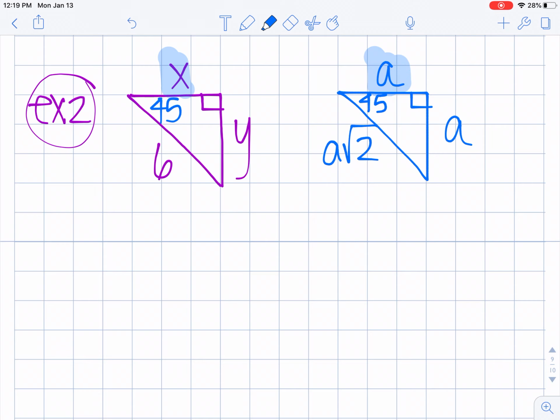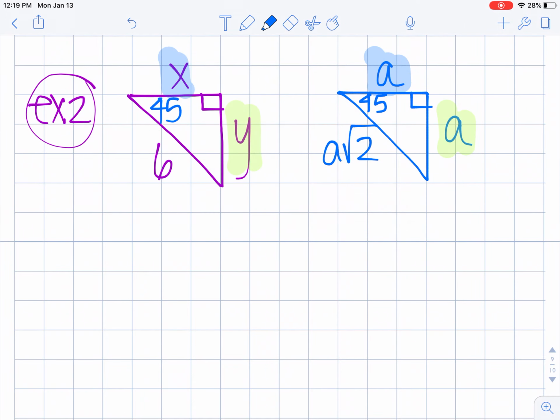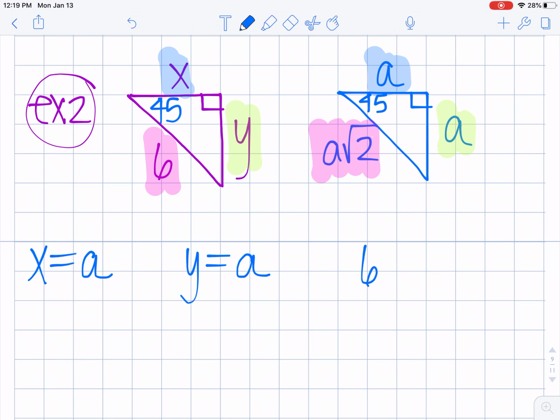X matches with a. This y matches with a. And 6 matches with a times the square root of 2. So I'm going to write down all my equations. X matches with a, y matches with a, and 6 matches with a times the square root of 2. So once I find a, I can figure out my x and y because they're going to be the same.